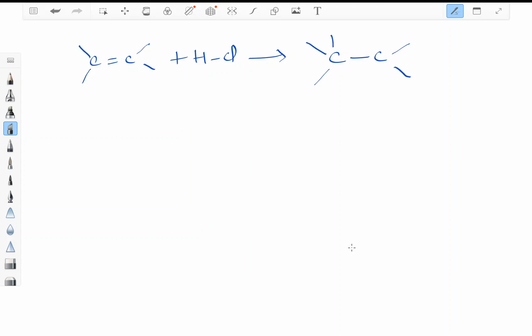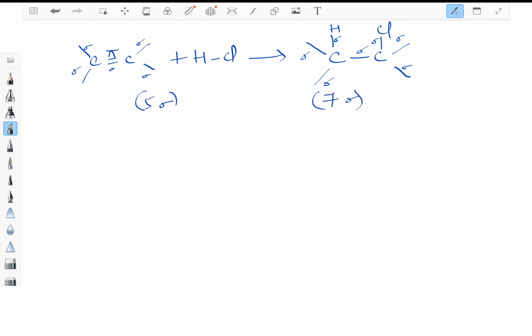It will get one more bond here, H, and one more bond here, Cl. So what is happening in this reaction? One of the pi bonds is getting broken. How many sigma bonds were there? 1, 2, 3, 4, 5. Now how many are there? 1, 2, 3, 4, 5, 6, 7. So from 5 sigma, it has increased to 7 sigma.